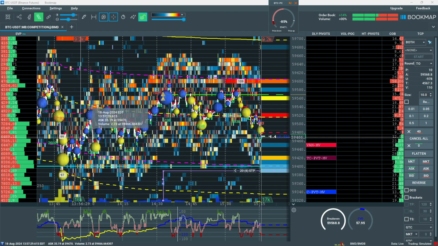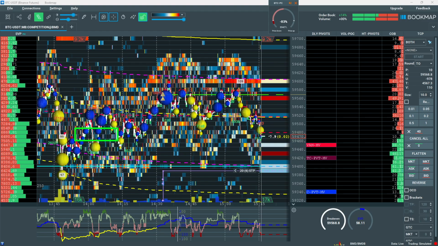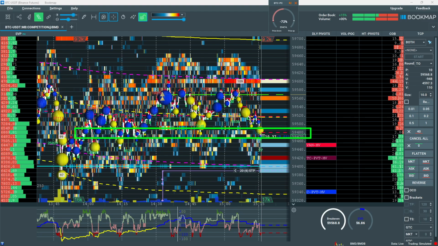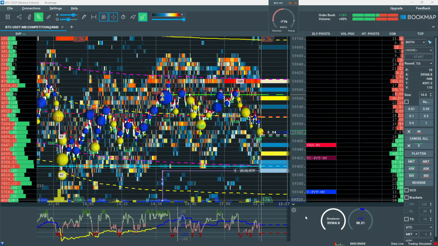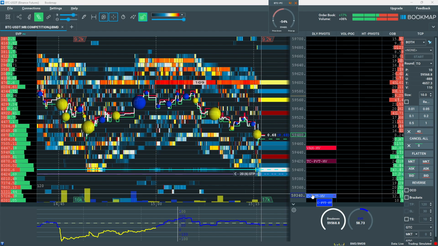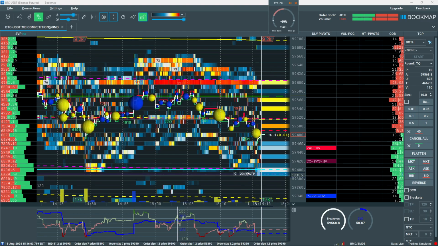Although it's low volume buyers in this area, maybe they might not show up again. And we have sellers there as well. Yeah, right now I'm not liking this price action.